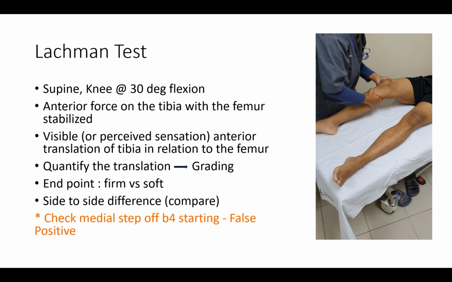We then quantify the translation as to grade the Lachman test to 1, 2, and 3 and assess the endpoint whether it is firm or soft or marginal. We compare with the other side with the contralateral knee as to get the side-to-side difference.